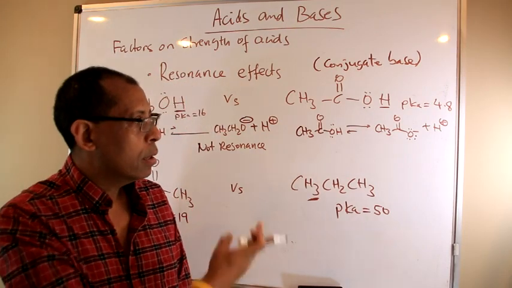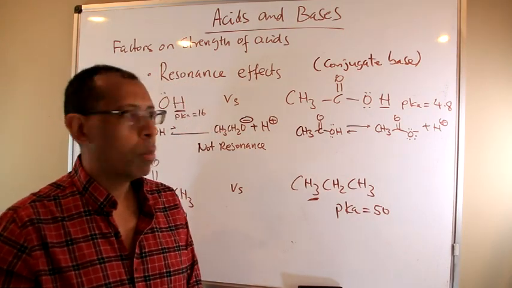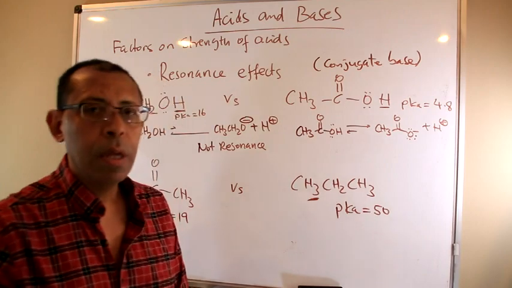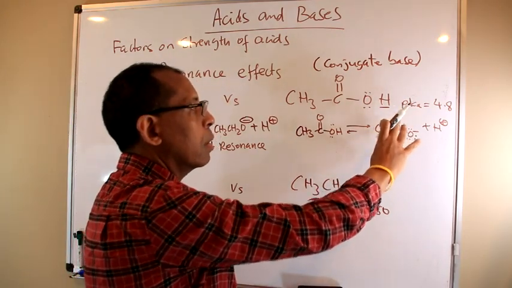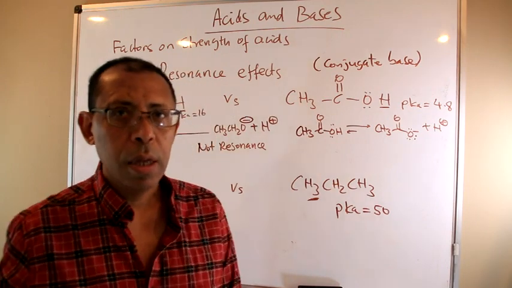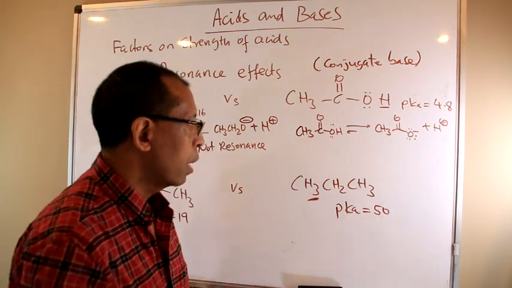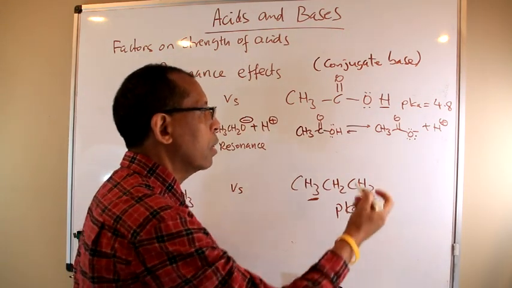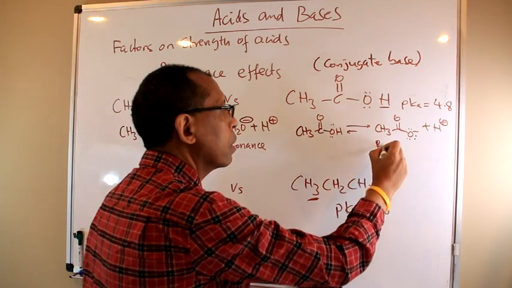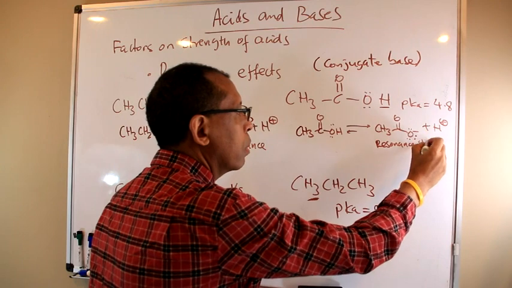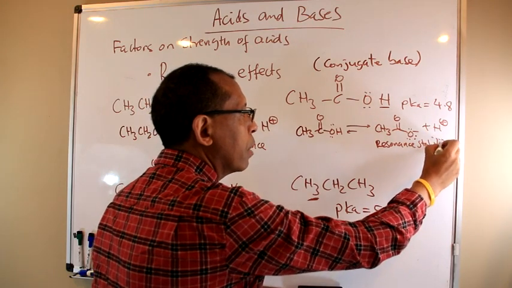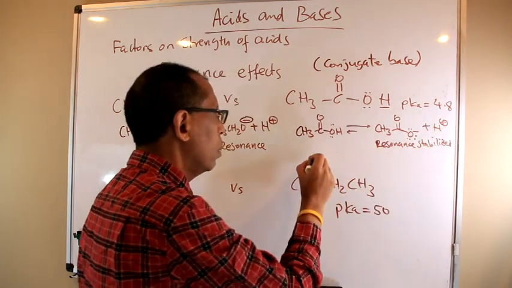The conjugate base, if you just look at it, there is a pi bond at carbon oxygen, and you can really draw a resonance that stabilizes. The more resonance you can draw, the more that conjugate base is stabilized. This is resonance stabilized, therefore the dissociation is highly favored. What does the resonance look like?